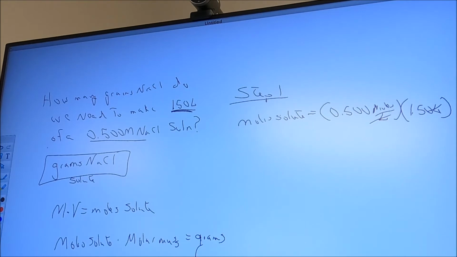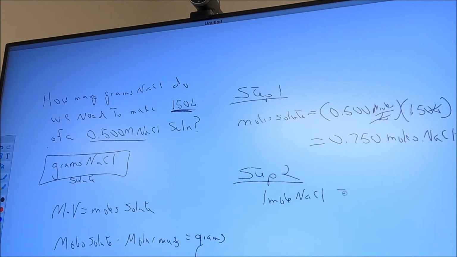So 0.5 times 1.5 should give me 0.750 moles, and in this case it's NaCl because that was our solute. Okay? Now, to go from moles of NaCl to grams of NaCl, I need the molar mass. It's part of my step 2. So 1 mole of NaCl is 35.453 plus 22.990. So 1 mole of NaCl has a mass of 58.443 grams.